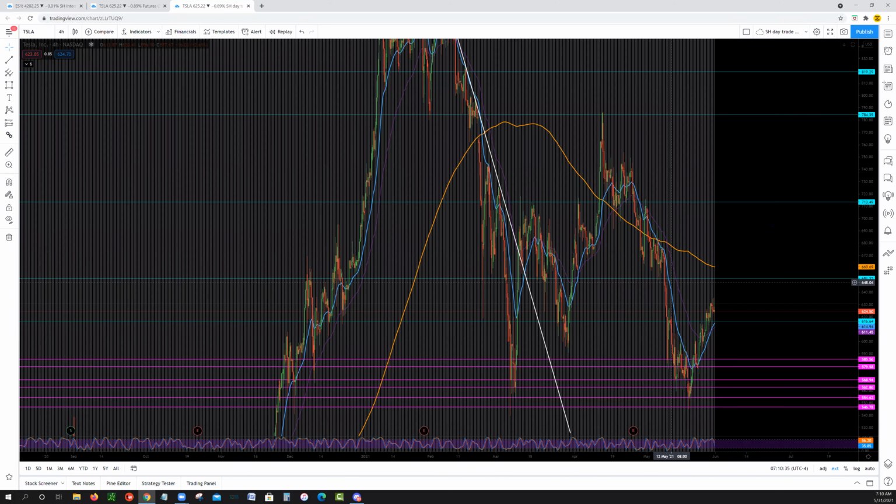Head on over to Tesla. 616 is the area for us on Tesla. We did dip to the SoFi levels and see the reversal here. What we want to see is a hold above 616s and an extension back to the 650s. We'll see how that works out on Tesla.